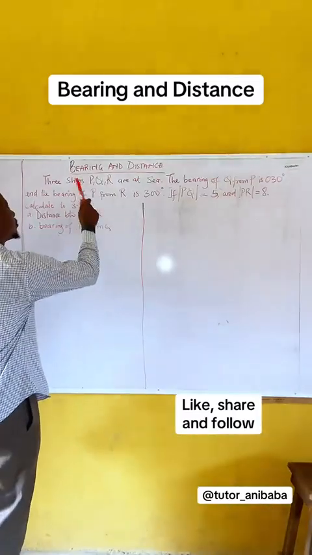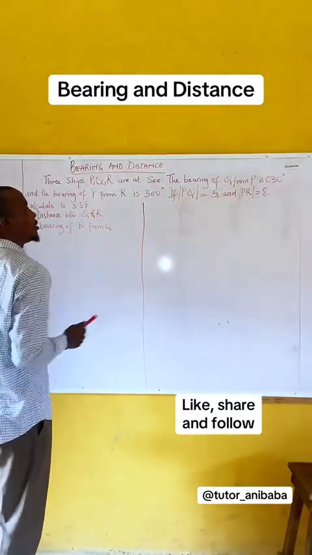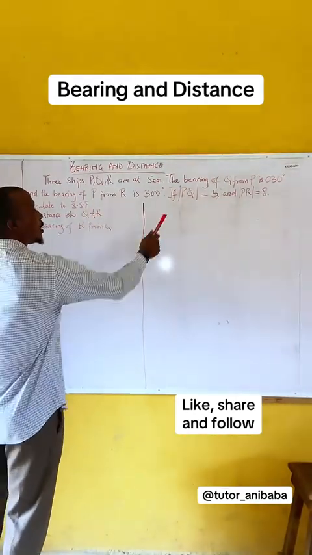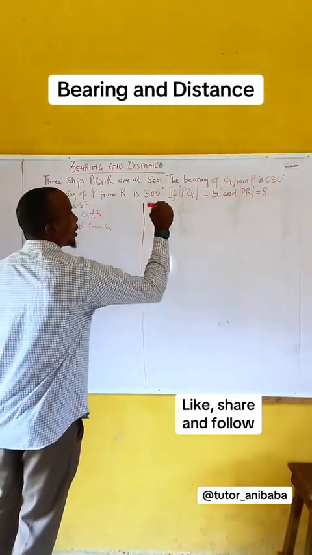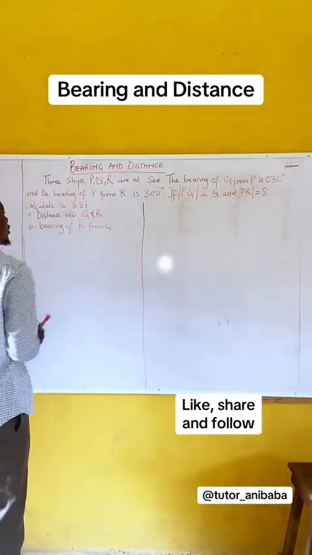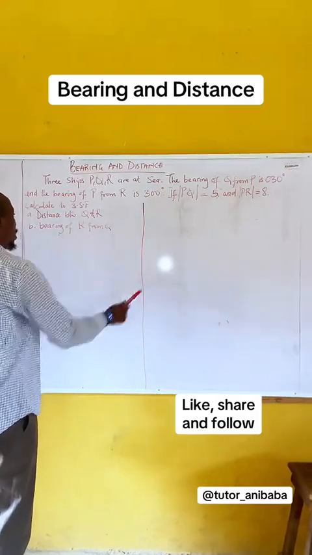Three ships P, Q, R are at sea. The bearing of Q from P is 30 degrees and the bearing of P from R is 300. If line PQ is 5 and line PR is 8, calculate to three significant figures the distance between Q and R and the bearing of Q from R.